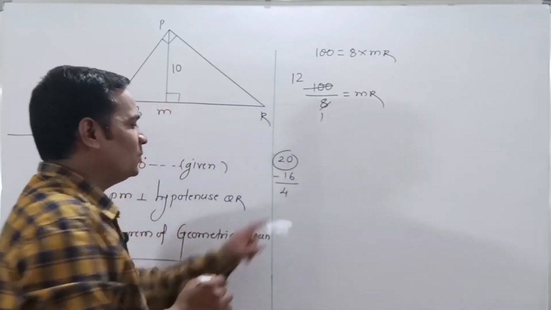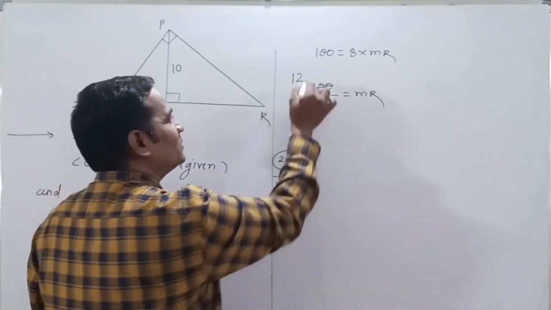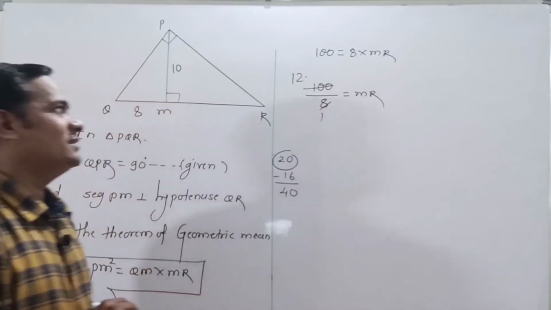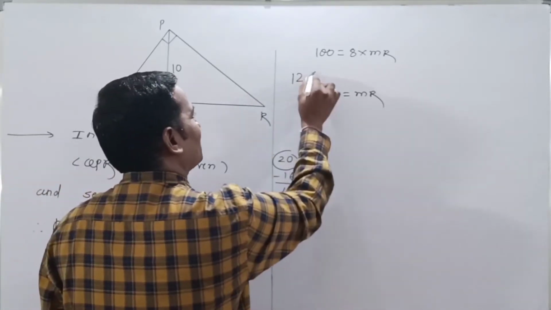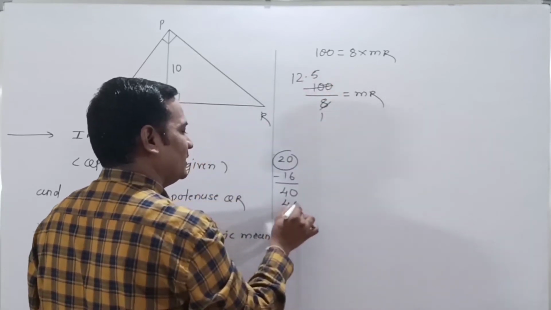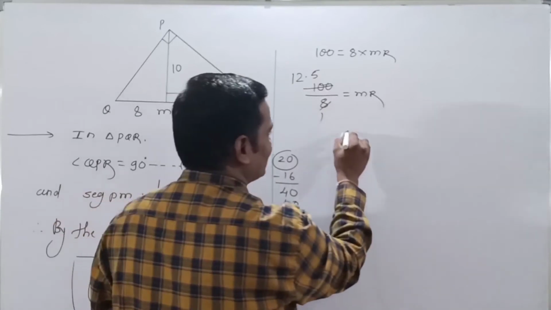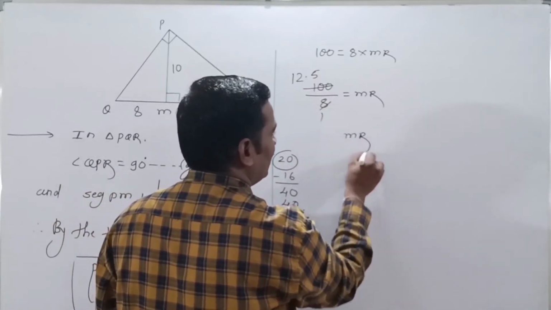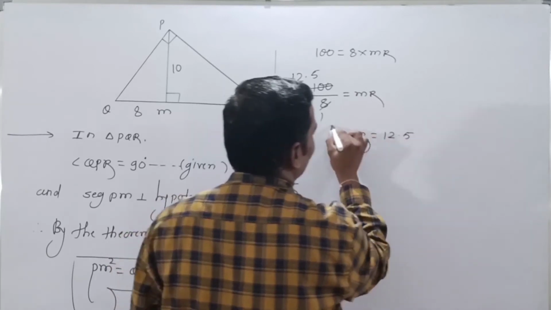Now we can't divide this 4 by 8, so take that 0 here. It will become 40. So we have to put the decimal point here. 8 fives are 40, and here it is 0 now. So the answer is MR is equal to 12.5 units.